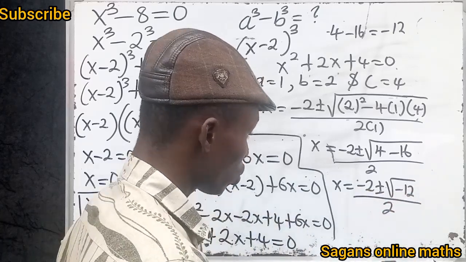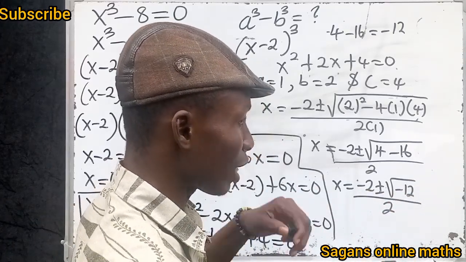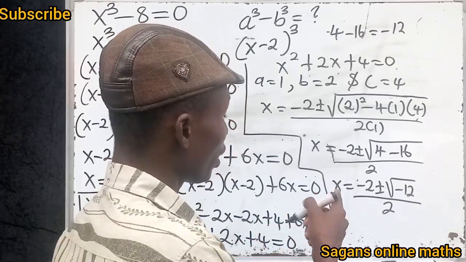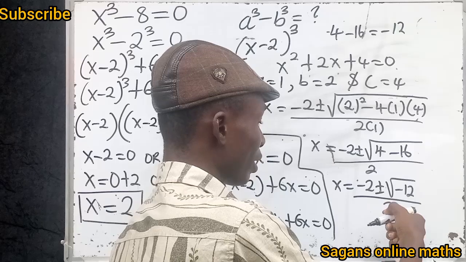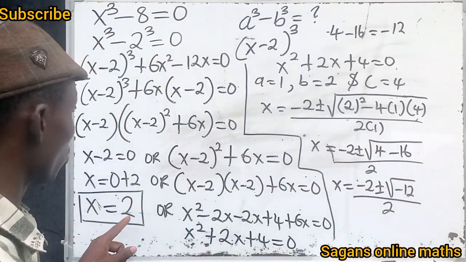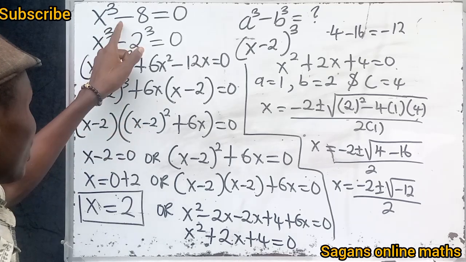So if you simplify this further, we must have an imaginary unit. So here you can have 2 imaginary solutions for x, but we know that the real solution, x equals 2, will satisfy this equation.